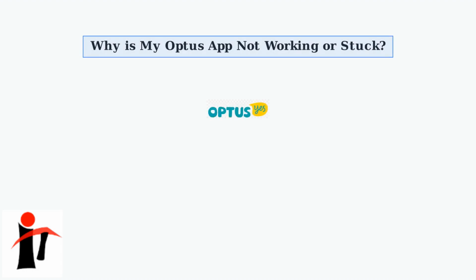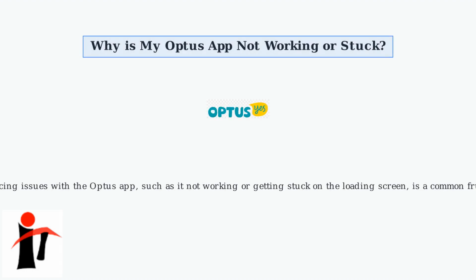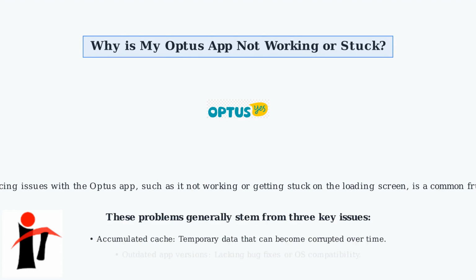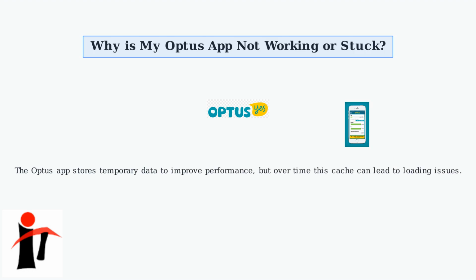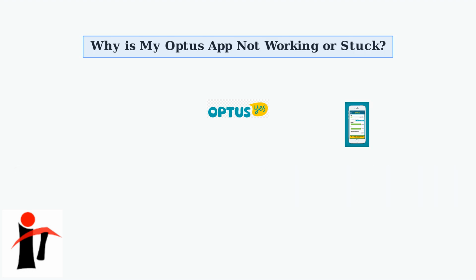Experiencing issues with the Optus app, such as it not working or getting stuck on the loading screen, is a common frustration. These problems generally stem from three key issues: accumulated cache, outdated app versions, or login difficulties. The Optus app, like many others, stores temporary cached data to improve performance, but over time, this cache can become corrupted or excessive, leading to loading issues.